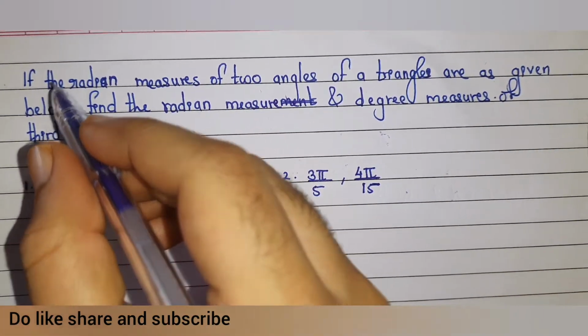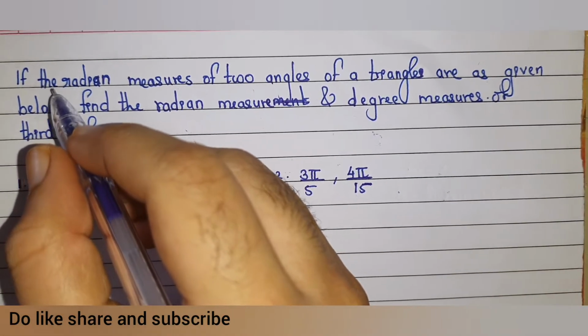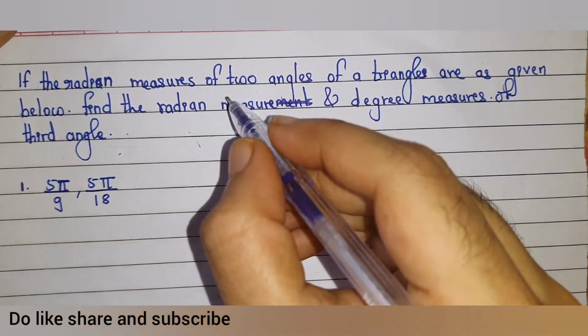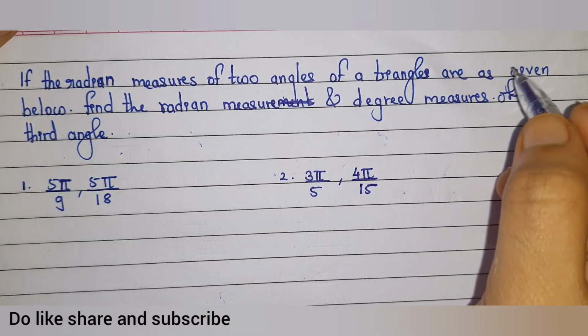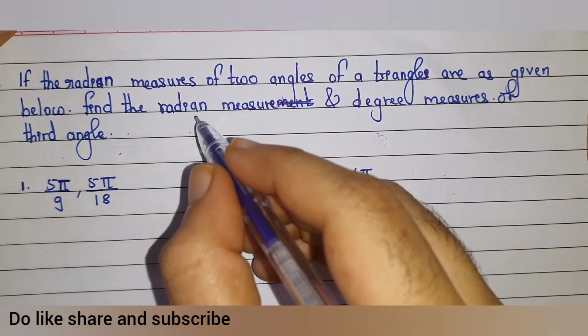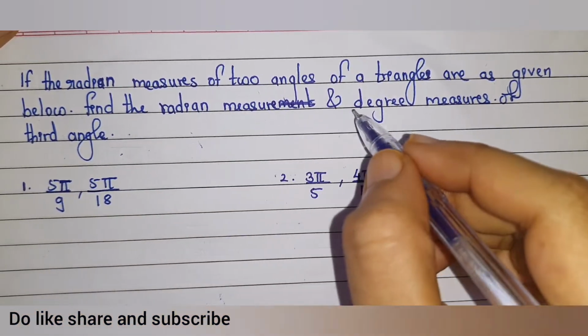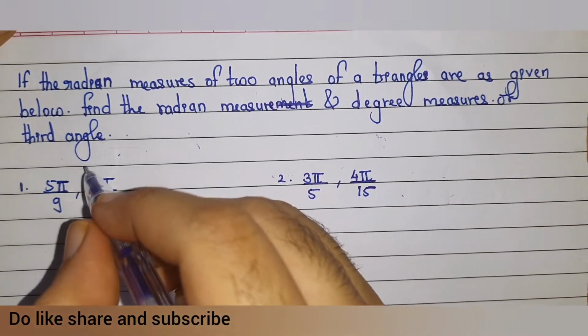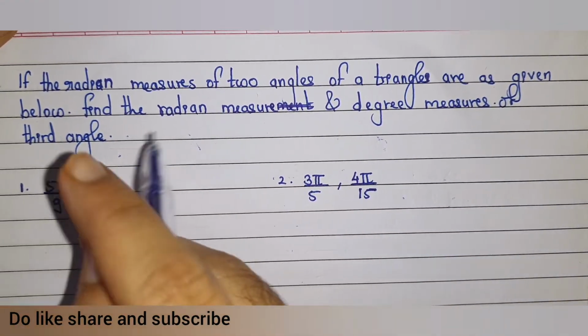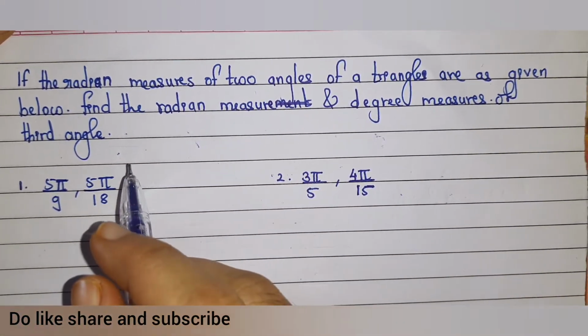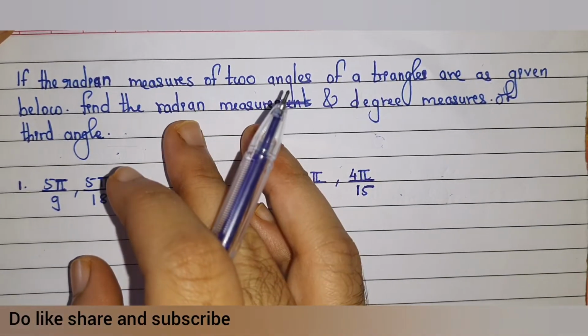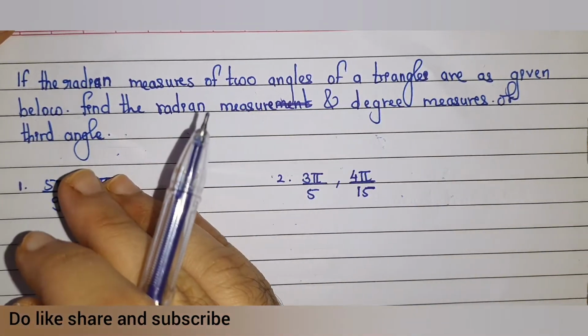Angle and its measurements. We have the first question. The radian measures of two angles of a triangle are given below. Find the radian measure and degree measure of the third angle. So we have two angles given in the question, and we have to find the third angle in radian as well as in degree measures.